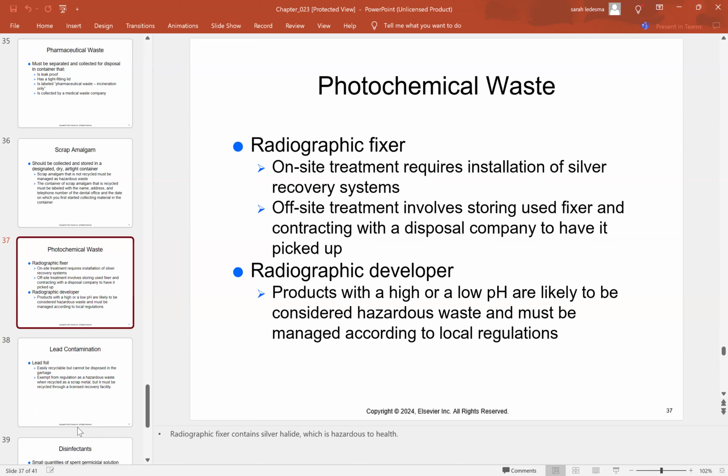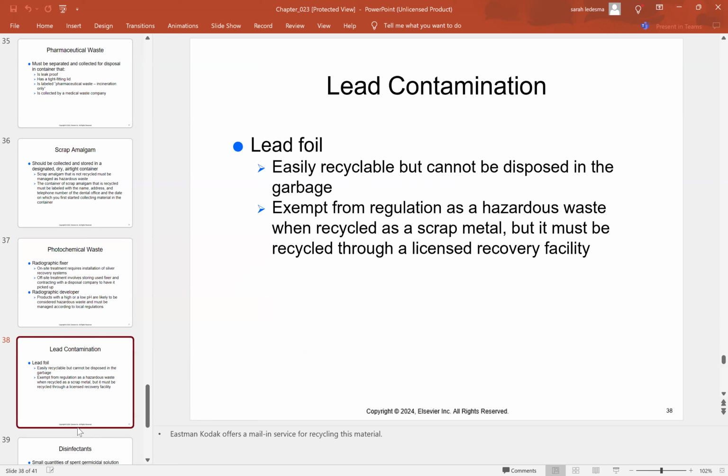Photochemical waste, radiographic fixer: on-site treatment requires installation of silver recovery systems. Off-site treatment involves storing used fixer and contracting with a disposal company to have it picked up. Photographic developer products with a high or low pH are likely to be considered hazardous waste and must be managed according to local regulations. Lead foil is easily recyclable but cannot be disposed of in the garbage. It is exempt from regulation as a hazardous waste when recycled as scrap metal, but it must be recycled through a licensed recovery facility.